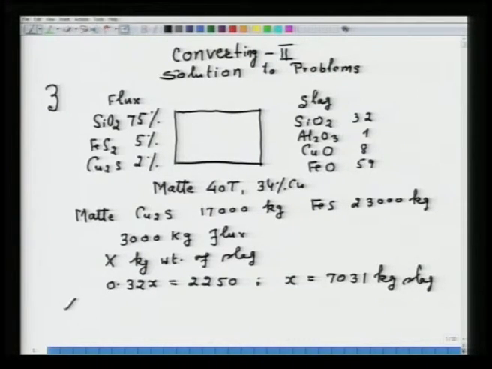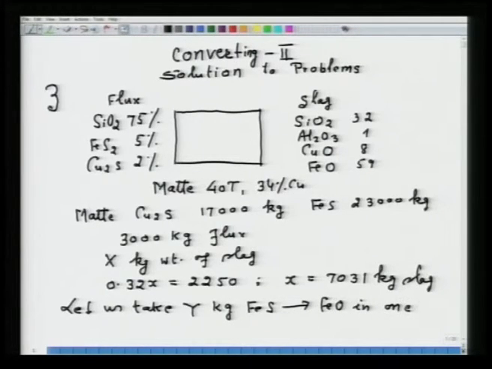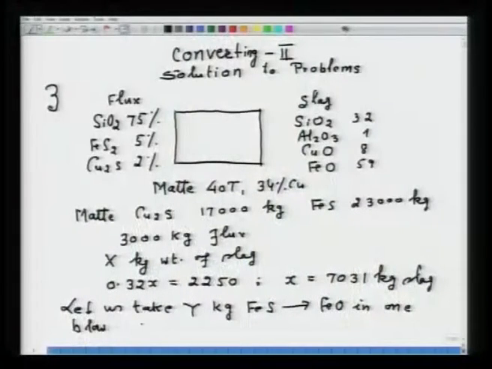Now, let us take y kg of FeS of matte, which oxidizes to FeO in one blow. Say we added 3000 kg of flux, now we would like to know how much FeS is being oxidized, because you have to know how many partial blows you require, in one blow, by charging 3000 kg flux. Now, we will do iron balance.